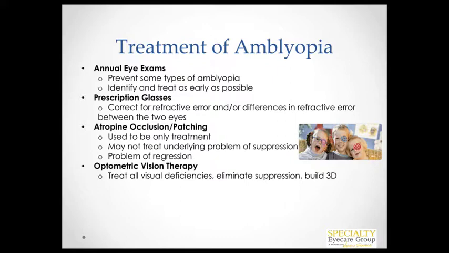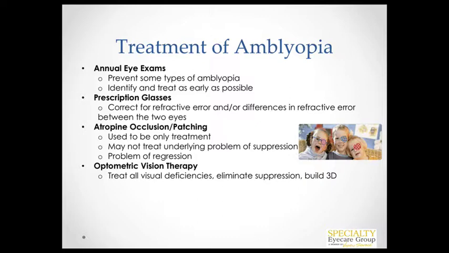Treatment of amblyopia has really changed in the last couple of years. There's a couple options. Annual eye exams are really important for kids and teens to be able to prevent some types of amblyopia. If we can catch it early, we can actually prevent it and treat it early, and then that takes care of it for the rest of that patient's life. Prescription glasses or contact lenses are typically needed to correct the blurriness on the retina and get the brain starting to pay attention to both eyes.